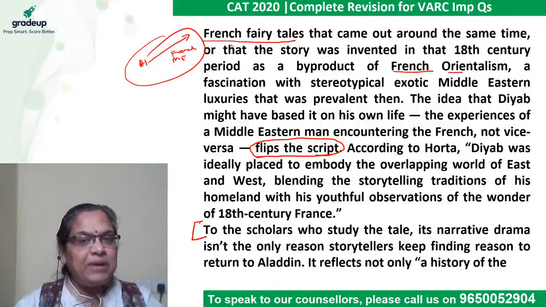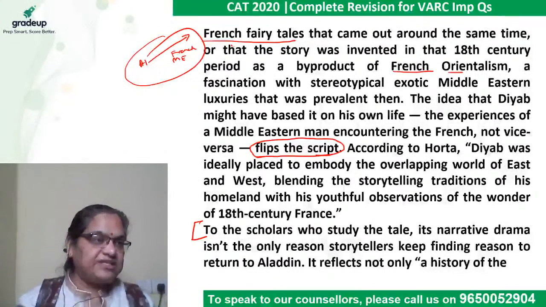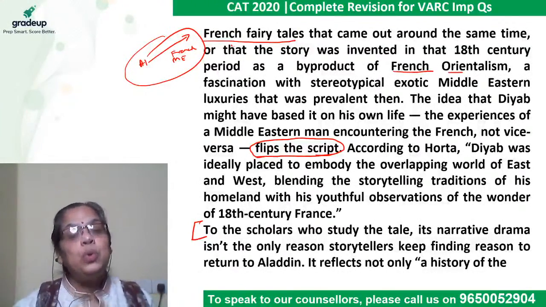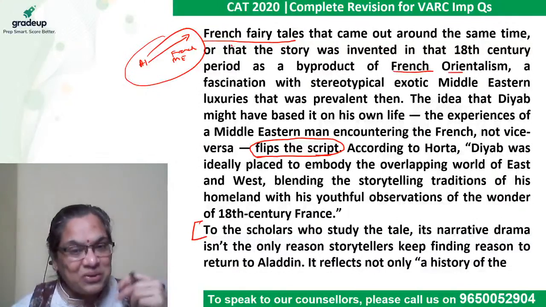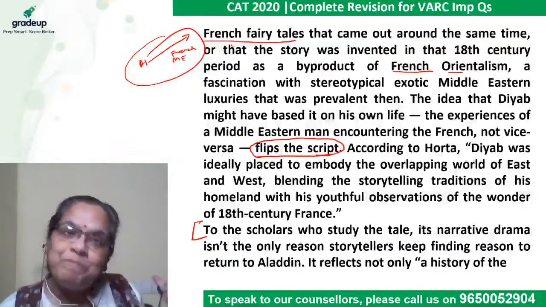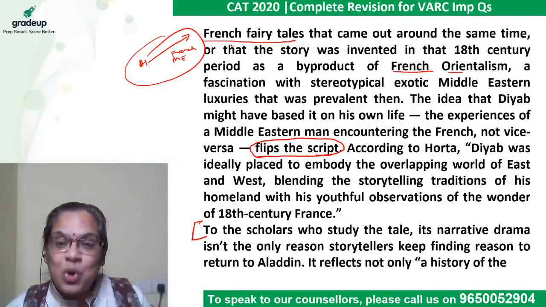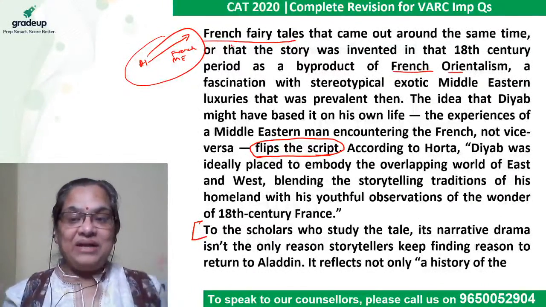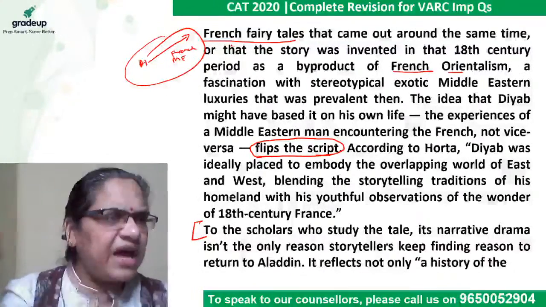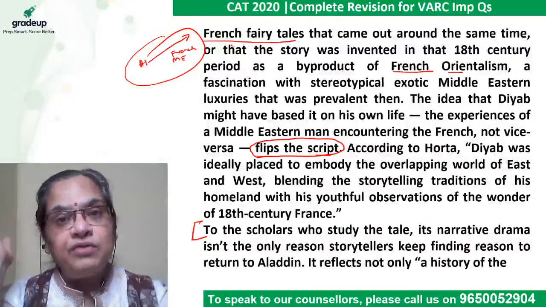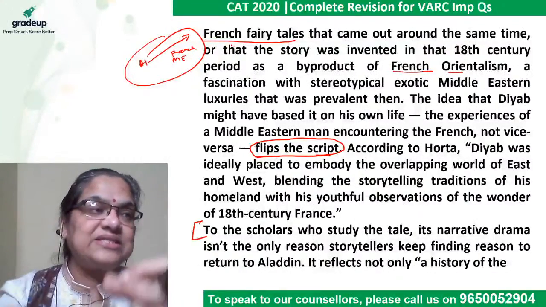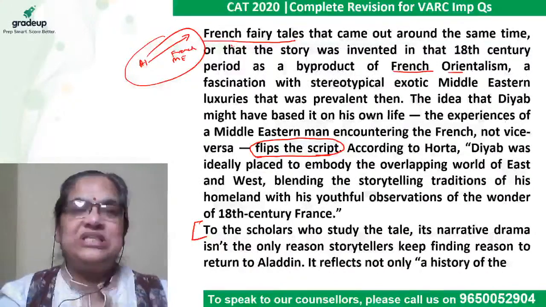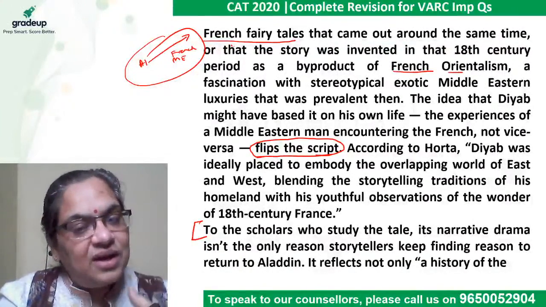Diab was ideally placed to embody the overlapping of East and West. He was an Easterner. He was a Middle Easterner. He was a Syrian who had gone to France. And he took the storytelling traditions of his homeland, which is Syria, and he also observed all of France. Imagine going to France for the first time, and his youthful observations of wonder, everything about France appeared wonderful to him. He was awestruck, and his descriptions are of this young storyteller from Syria who has gone and seen, and that description is reflected in Aladdin's stories.